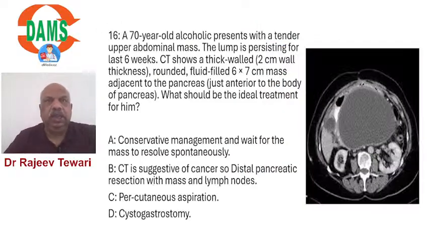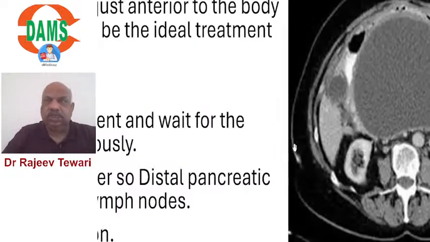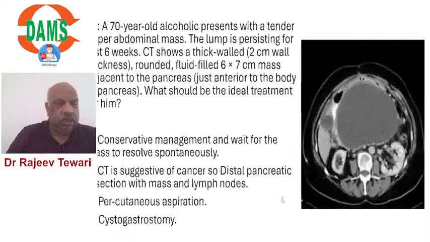A 70-year-old alcoholic presents with tender upper abdominal mass. Caroli's is type 5. The lump is persisting for the last 6 weeks. CT shows a thick wall, 2 cm wall thickness, round fluid-filled 6 cm mass adjacent to pancreas. Can you tell me the diagnosis here? Six weeks after trauma, see the CT scan. There is a cystic swelling anterior to pancreas. What is this?